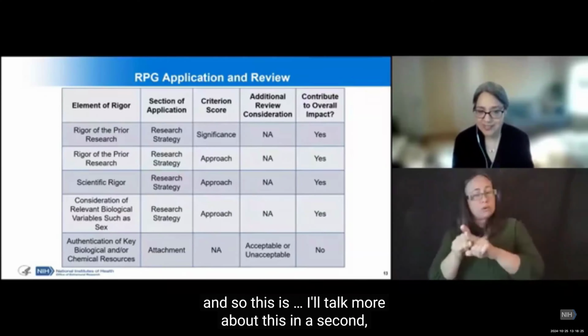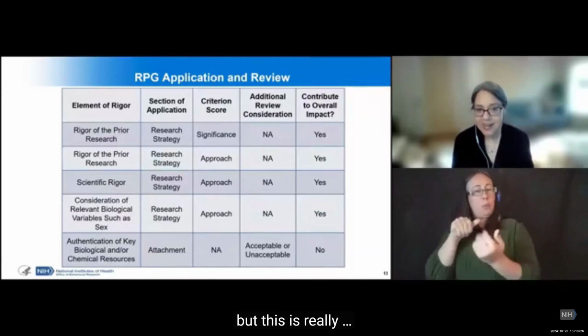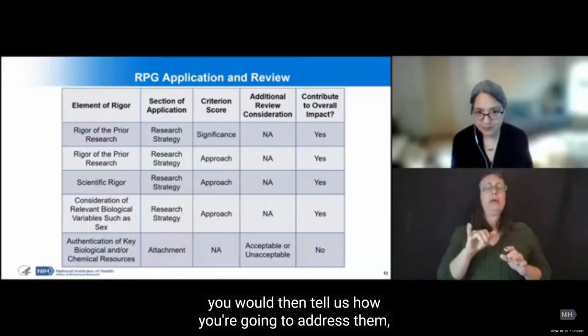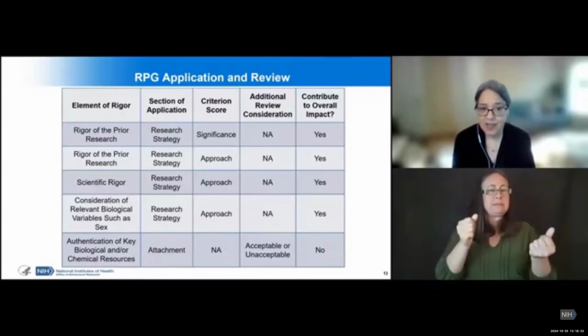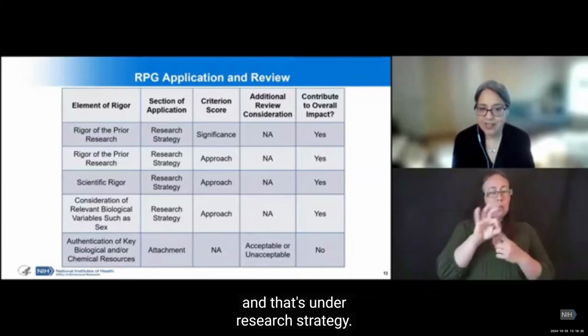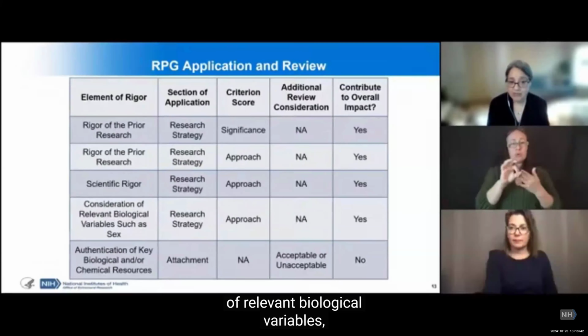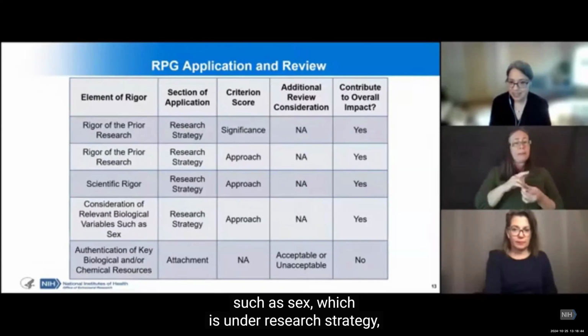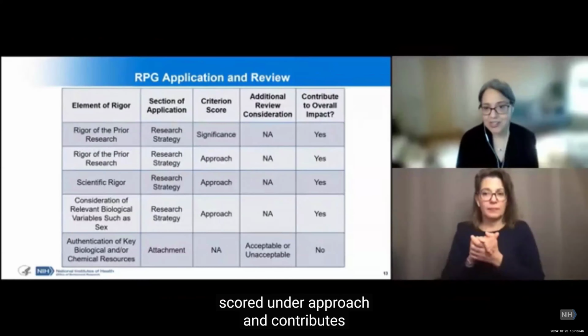I'll talk more about this in a second, but if you identify any problems in the rigor of the prior research, you then tell us how you're going to address them. And this contributes to the overall score. And then we have scientific rigor, and that's under research strategy. It's scored under approach, and it contributes to the overall impact score. Then we have consideration of relevant biological variables, such as sex, which is under research strategy, scored under approach, and contributes to the overall impact.